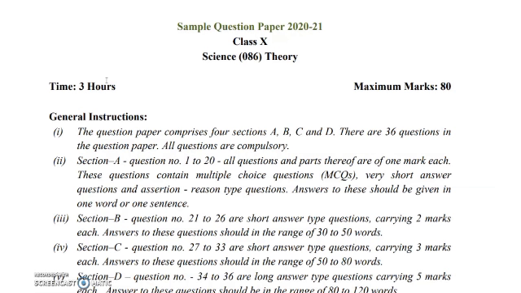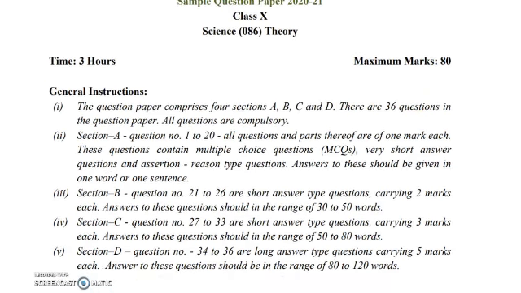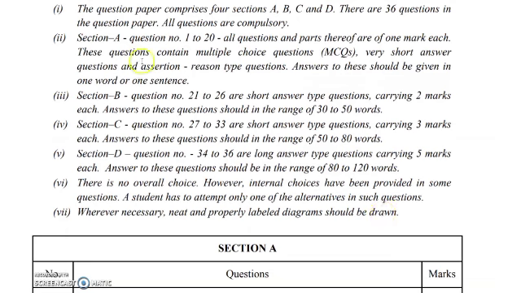We know this question paper comprises four sections, that is A section, B section, C section, and D section, and there are totally 36 questions, and all questions are compulsory. In section A, questions 1 to 20 come under section A, and all questions carry 1 mark each. So they are very small questions, 1 mark each.